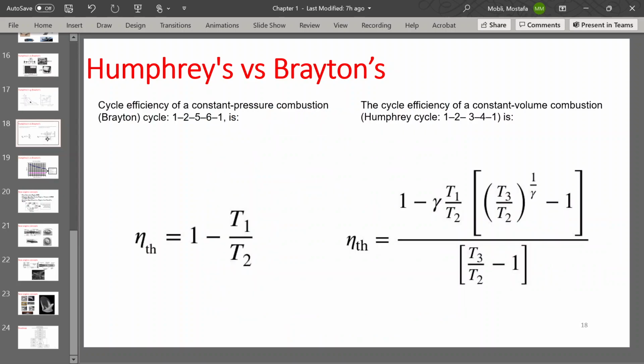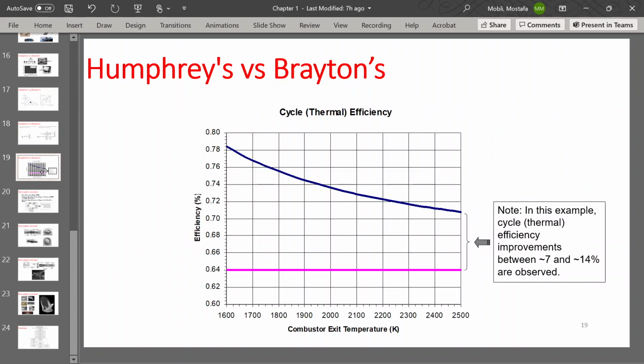It is not a function of combustor exit temperature. But a Humphreys cycle is a function of combustor's exit temperature. In general, a Humphreys cycle is going to give you better efficiency, but as you increase the combustor's exit temperature, your efficiency is going to drop. But even at 2500 Kelvin combustor exit temperature, it is still higher than the Brayton cycle.